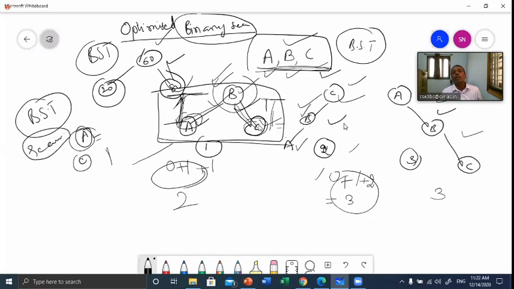For A it is equal to 0, for B it is equal to 1, for C it is equal to 2. Are you clear my point? 2 downs you have to move. Okay, that's why 1 plus 2, 3 downs. For these elements, 3 operations required. For these elements, 3 operations required. For these elements, only 2 operations required.